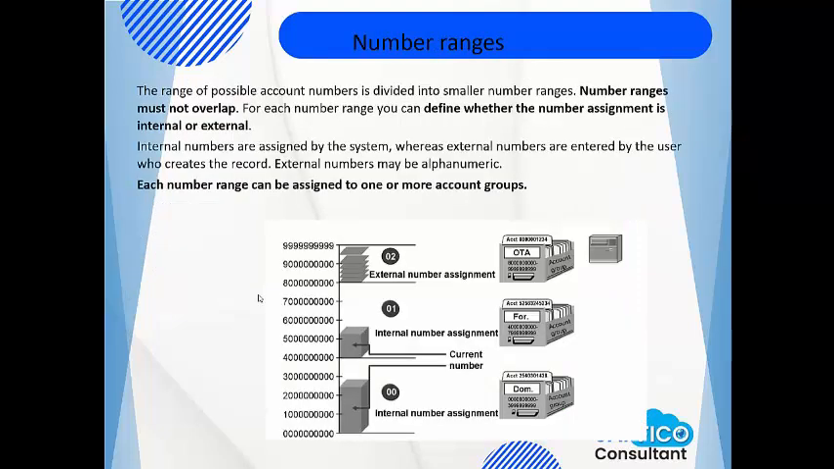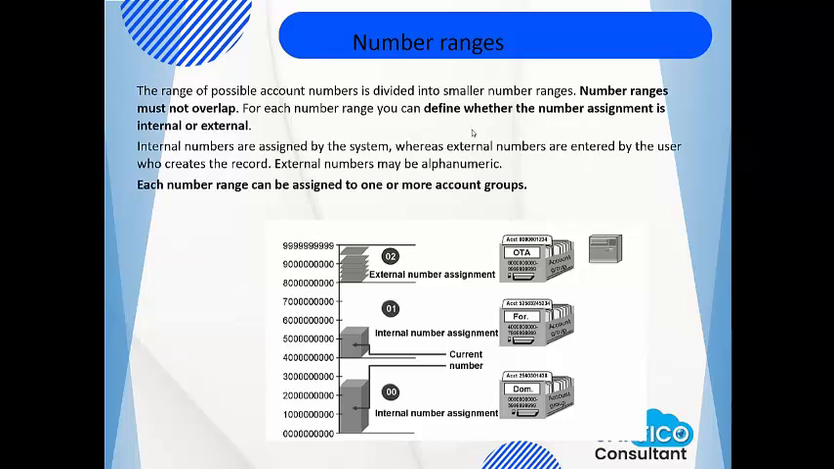So the range of possible account numbers is divided into smaller number ranges. Number ranges must not overlap. So if you create a number range, it should not overlap. You can define whether you want the number to be internal or external. Internal means whenever the user starts creating a customer master or a vendor master, the system will automatically assign the number. You don't have to manually enter any number.